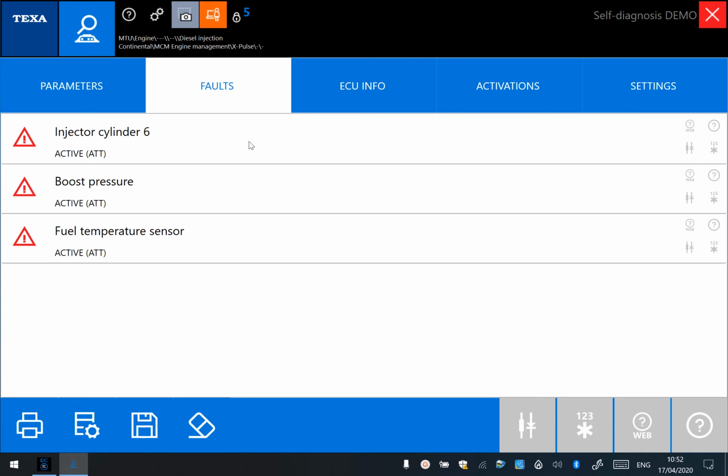Now Texa works on a traffic light system, so if there's an active current fault, then it'll be a red triangle, and we'll say active underneath. If it were a memory fault, you'd see an amber triangle and something that we can normally try and clear before then running the engine again to see if anything reoccurs.